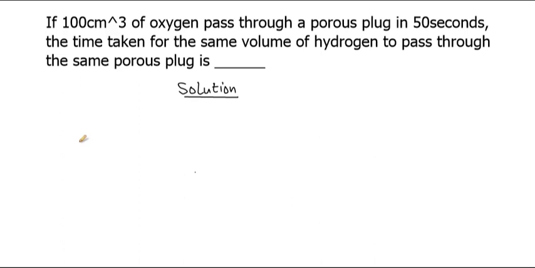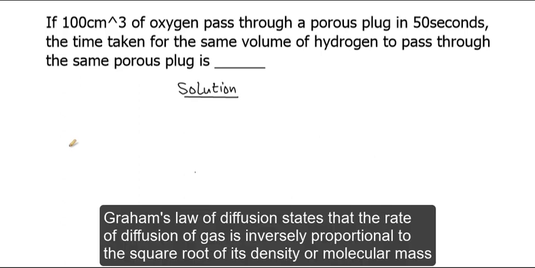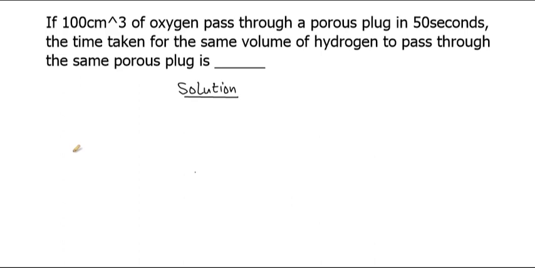Since this is a question on gas laws that has to do with diffusion of gases, that is gas passing through a porous plug, the law we'll be applying here is Graham's law of diffusion, which states that the rate of diffusion of a gas is inversely proportional to the square root of its density, and in some other cases it can be regarded as the square root of its molecular mass. But in this case, we will be dealing with the molecular mass of the gases. Then we can say Graham's law of diffusion states that the rate of diffusion of a gas is inversely proportional to the square root of its molecular mass.